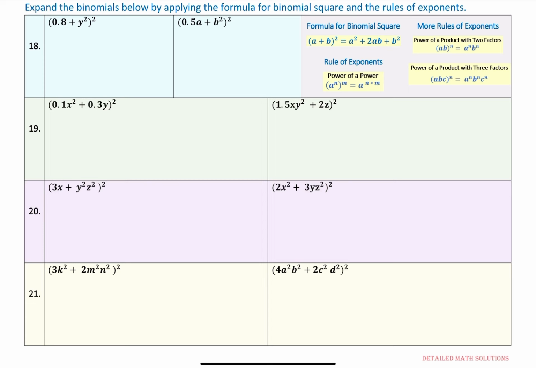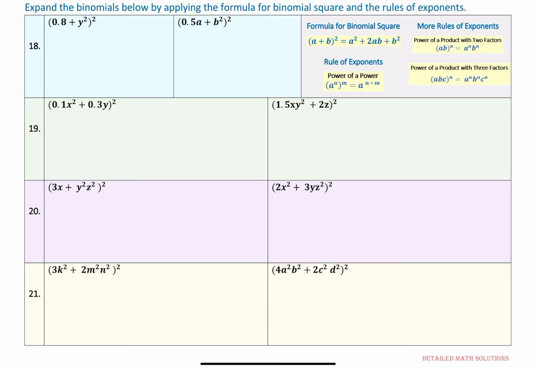I'm going to use also the power of a product with three factors: (abc)^n equals a^n multiplied by b^n multiplied by c^n. Let's begin expanding the binomials.